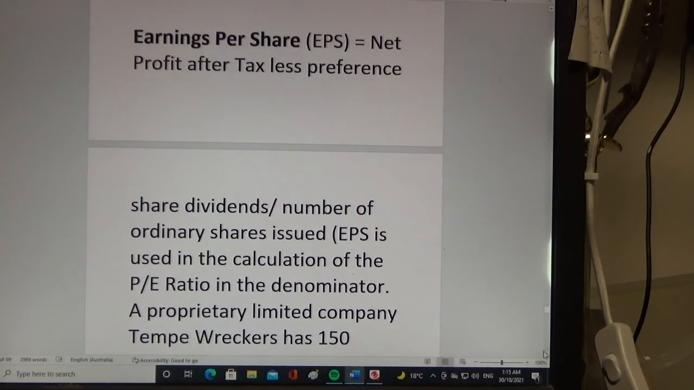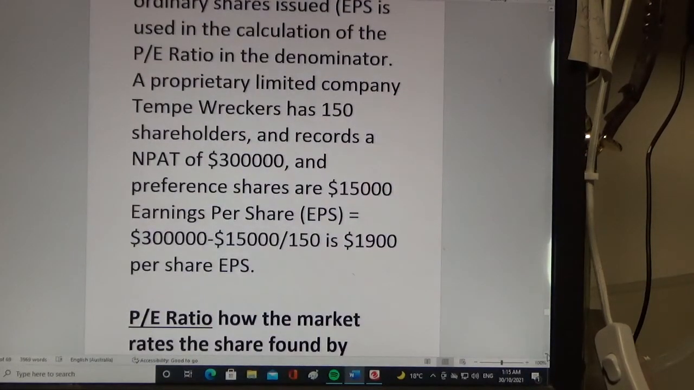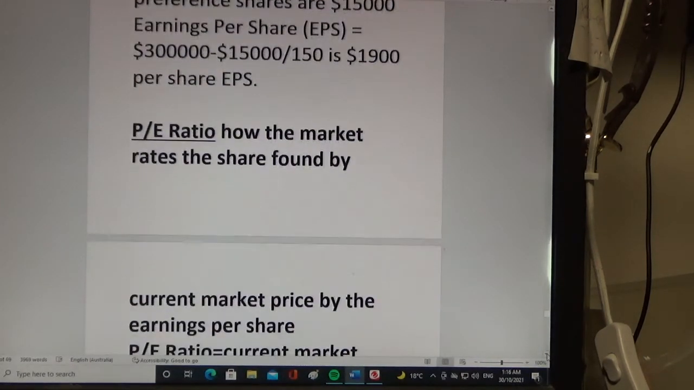A proprietary limited company, Tempe Records, has 150 shareholders and records a net profit after tax of $300,000. They're a private company. And preference shares of 15,000. Earnings per share equals 300,000, the net profit after tax, take out your preference shareholders, divide by your total number of shareholders, gives you $1,900 per share, which is your EPS. Now, price earnings ratio. It's how the market rates the share. It's found by the current market price.